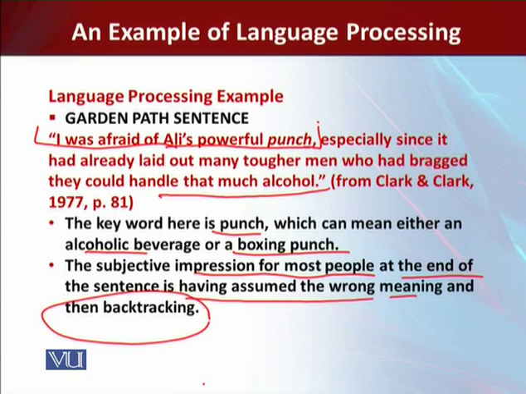backtracking. So when you reach the end, you have assumed a wrong meaning and then you do the backtracking and try to figure out what the intended meaning of the sentence is. One meaning at a time, with top-down processing playing only a limited role. Decision is based on the immediate context, not the entire context or entire sentence.